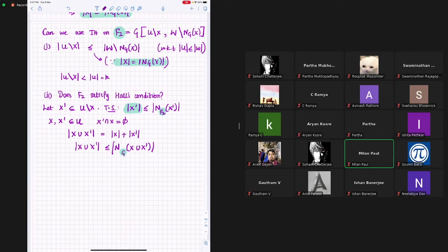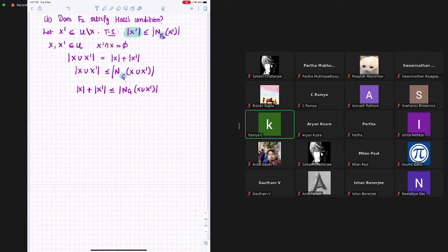Okay. So now what we have is the cardinality of X plus the cardinality of X prime is less than or equal to the neighbors of X union X prime in G. This is really what only Hall could have thought of, right? Just playing around with cardinalities. The kind of sets that we saw, inclusion, exclusion, just basic set theory. Okay, so now what we want to do is the following. We want to understand what this right-hand side is.